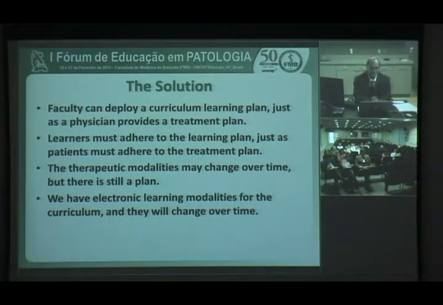So, for our learners, I often use the same analogy that doctors would use in practice. There's a treatment plan. We have a curriculum plan. And learners have to adhere to the plan just as patients adhere to the treatment plan. The way we provide the curriculum or the treatments may change over time, but there still has to be a plan. And when we use electronic learning in the curriculum, those products and those processes will change, but they still have to be part of a learning plan.